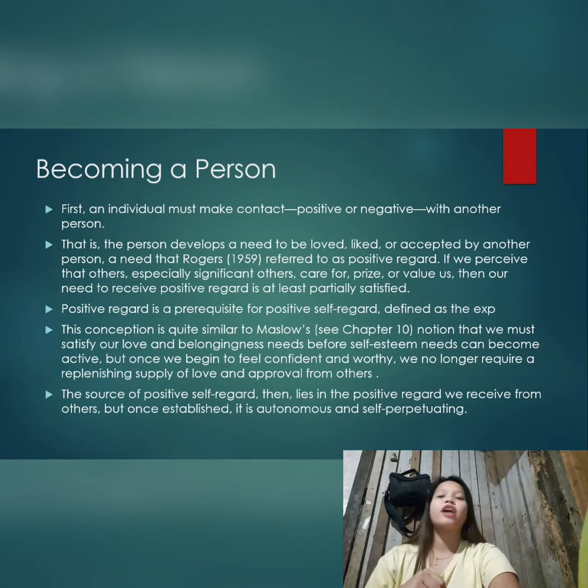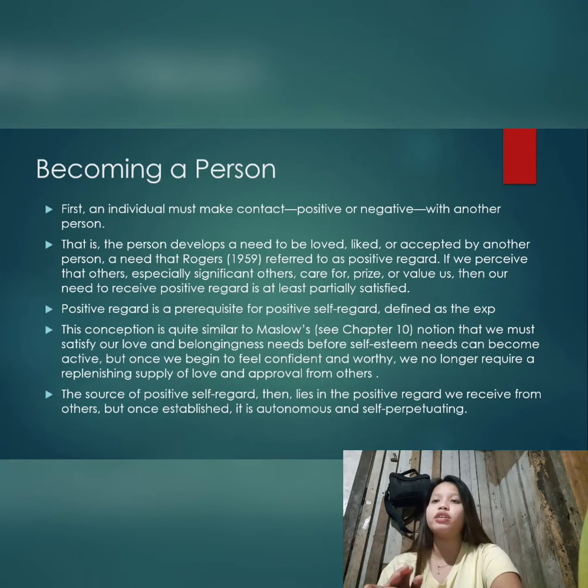So the next one is becoming a person. The first one: an individual must make contact, positive or negative, with another person. That is, the person develops a need to be loved, liked, or accepted by another person, a need that Rogers in 1959 referred to as positive regard.